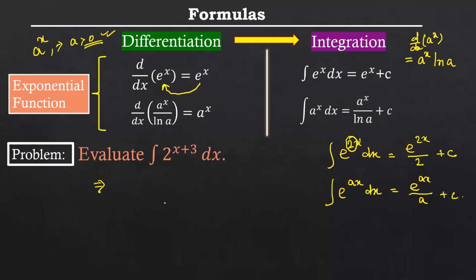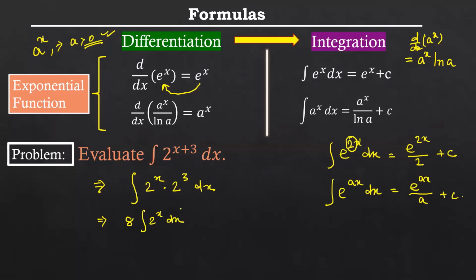We have to calculate the integration of 2 to the power x plus 3. So first, we divide that function: 2 to the power x into 2 to the power 3, dx. That gives you 8 into the integration of 2 to the power x dx.